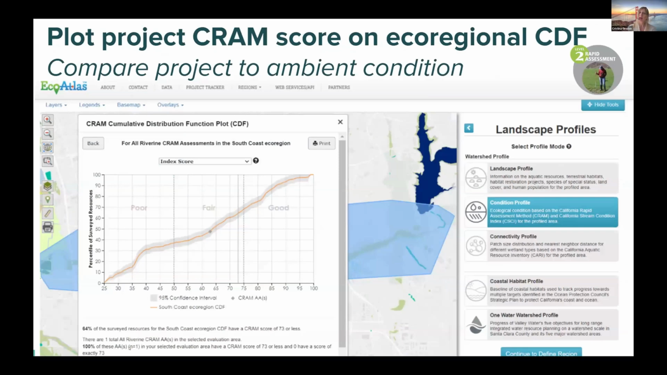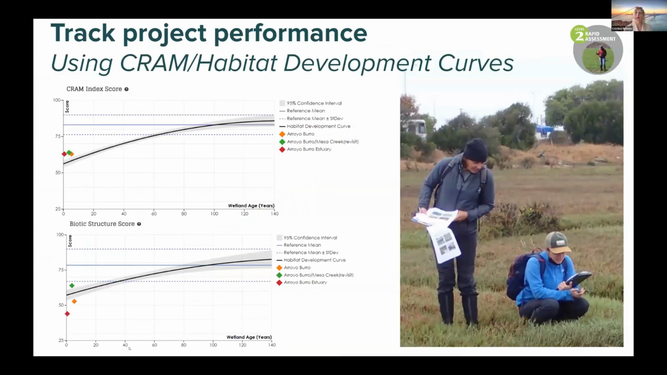You can also begin to plot your project CRAM score on an ecological cumulative distribution function, or CDF, and this is what will allow you to begin to compare your project condition to the ambient condition within the watershed. And then once the project is completed, you can use CRAM and the habitat development curves to begin to track the project progress towards actually becoming a restored habitat. And so ideally you would want your CRAM scores, which are shown in different colors here, to be on or above this performance curve for the wetland type within your ecological region.